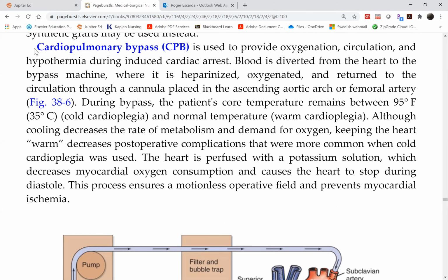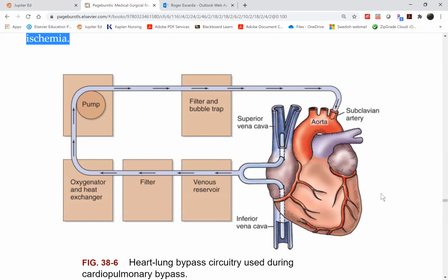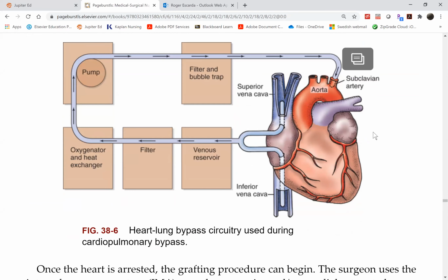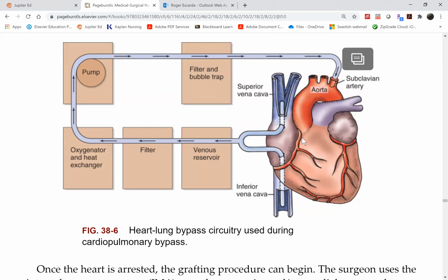This is nice to know, but I encourage you to read. That way you're familiar with what they do for any open heart surgery. So when they do the bypass, again, they have to stop the heart. So they divert your circulation to the heart-lung machine, because the heart here is not working.